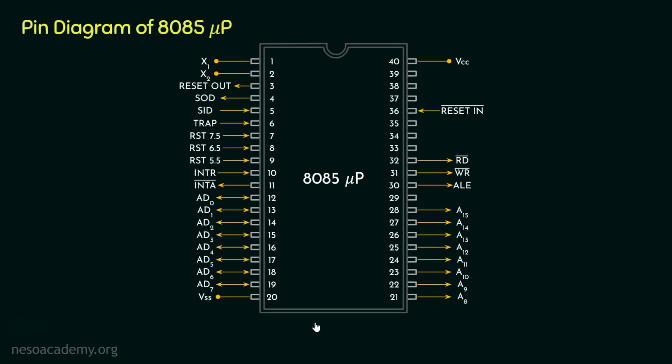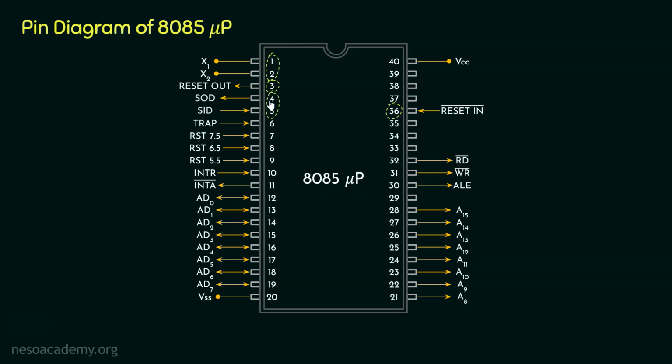So let's begin. Now before we learn about the pins today, as usual, let's quickly revise the pins that we have learned so far. Now in 8085 microprocessor, the pin number 1 and 2, that is X1 and X2, these two are responsible for the frequency of the microprocessor, that is 3 MHz. Coming to the next two pins, pin number 3 and 36. Pin number 36 is the reset in pin. Now this pin is used to reset the 8085 microprocessor, whereas the pin number 3, which is the reset out output pin, this pin is used to reset the peripherals connected to the 8085 microprocessor.